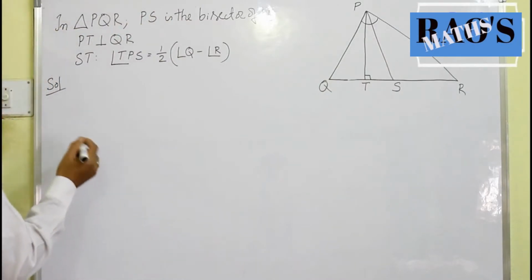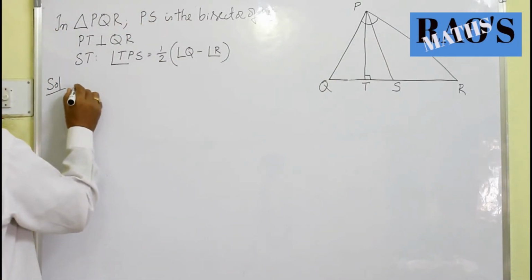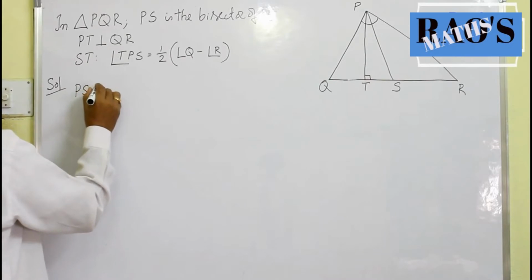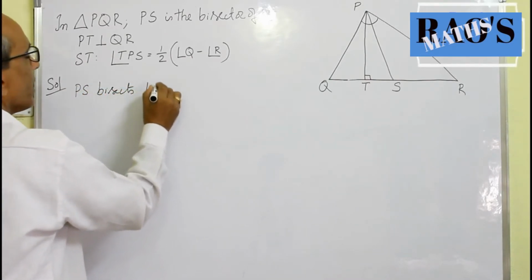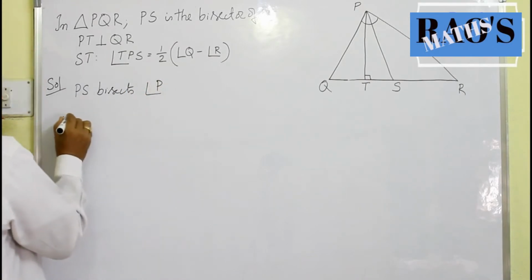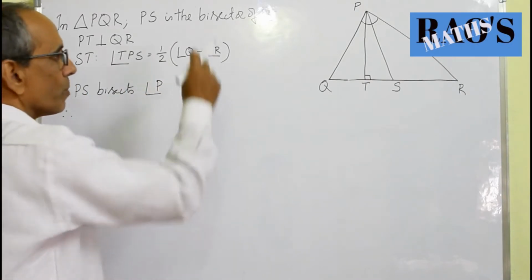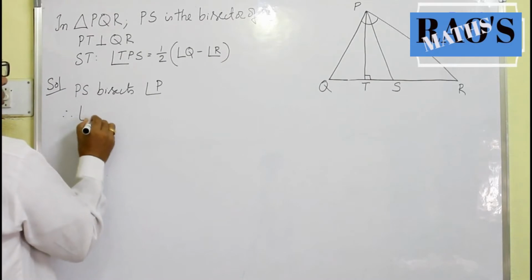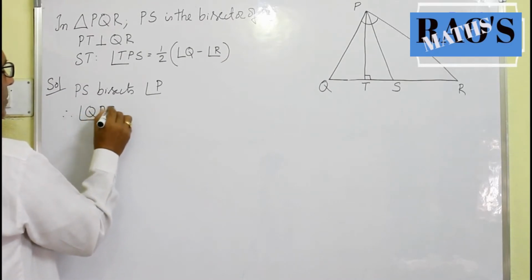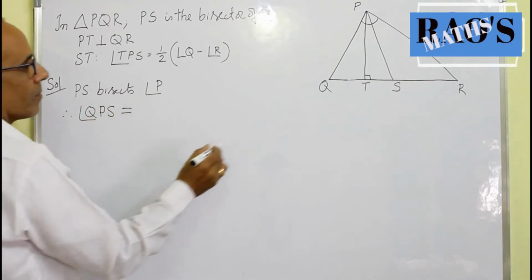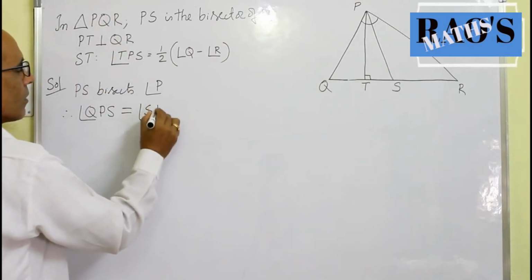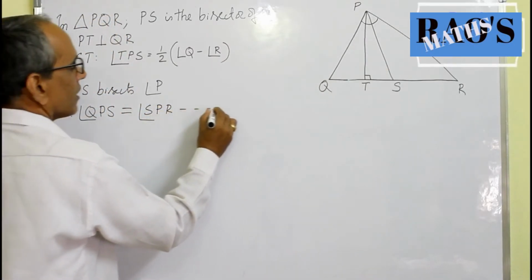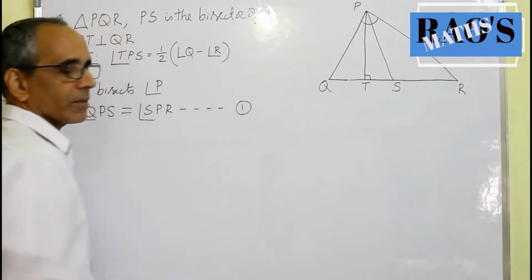So in our solution, first, PS bisects angle P. Therefore, we have two equal angles. One is QPS and the other is SPR. Both are equal. This is the first statement. Keep this point in our mind.